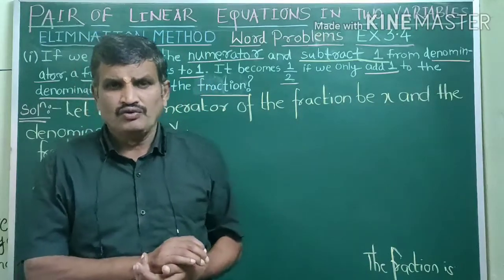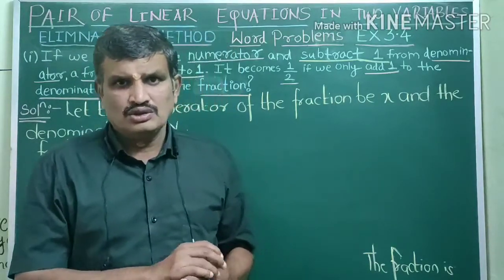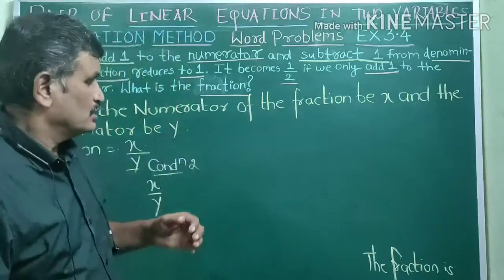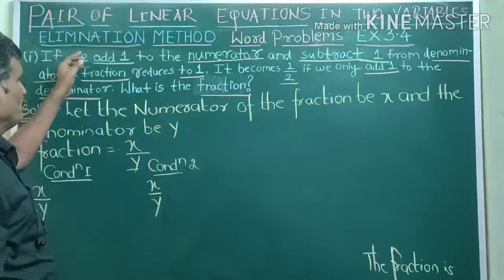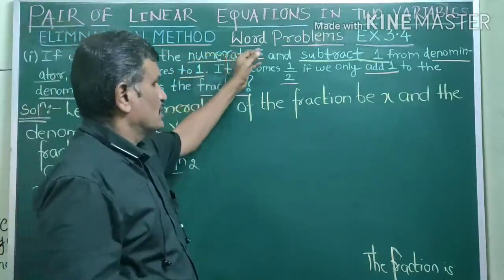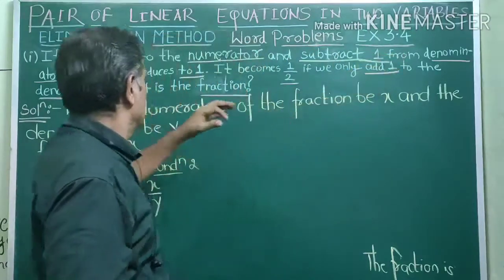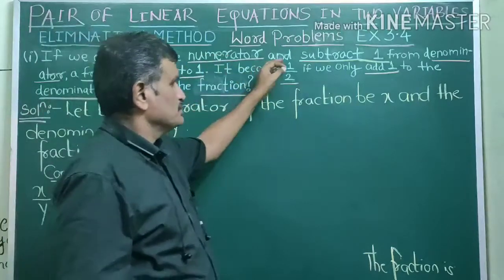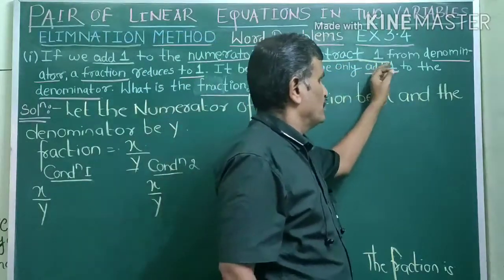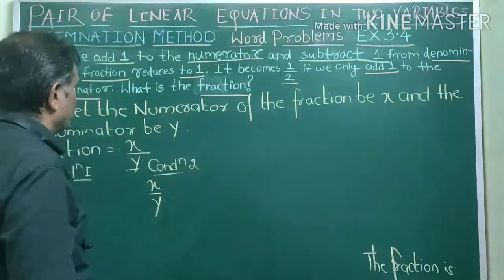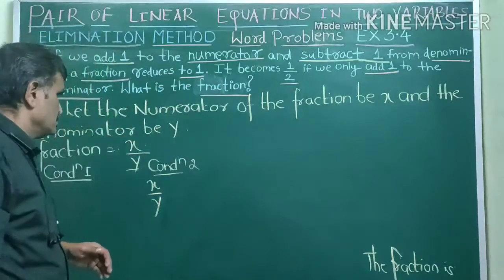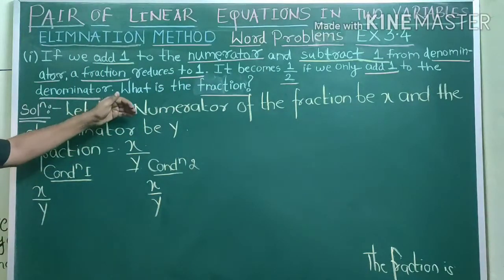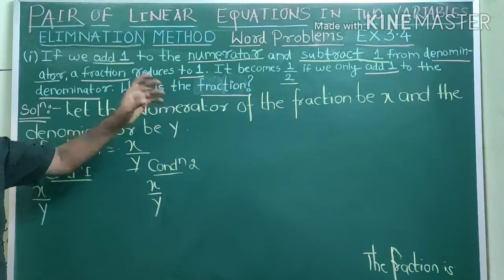We will see how we can use the elimination method to solve the word problem. The question reads like this: if we add 1 to the numerator and subtract 1 from the denominator, a fraction reduces to 1. It becomes 1/2 if we add 1 to the denominator. What is the fraction? Now, you can see certain key points I have underlined.